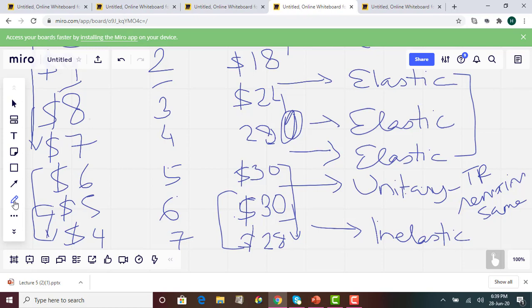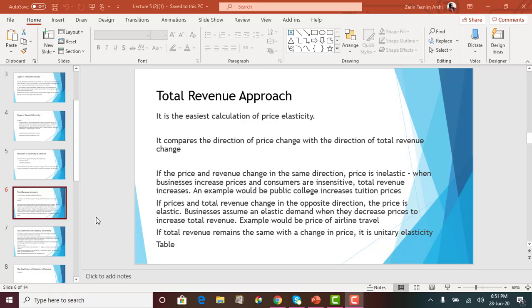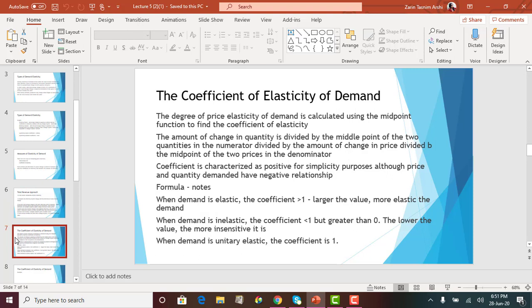Based on the direction of price and total revenue, we determine if it's elastic, if it's unitary, or if it's inelastic. And it's a very easy way to do that. And hopefully this is clear to you guys now. So that's the total revenue approach. Now we're going to move on and look at the coefficient of elasticity of demand, which is the second way to calculate the elasticity of demand.